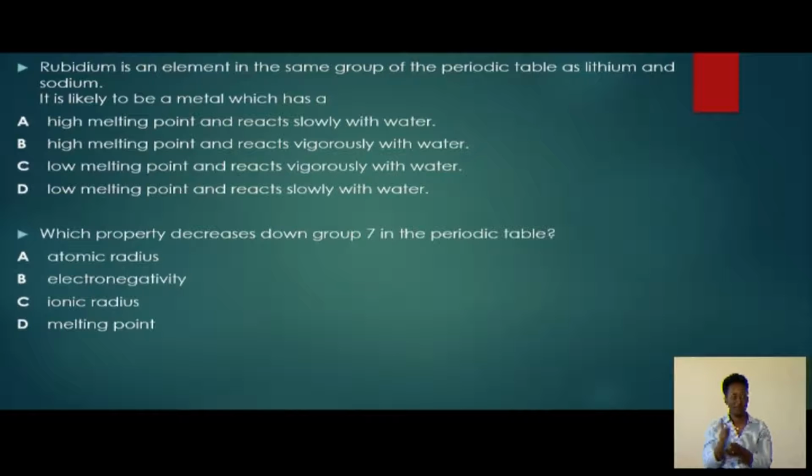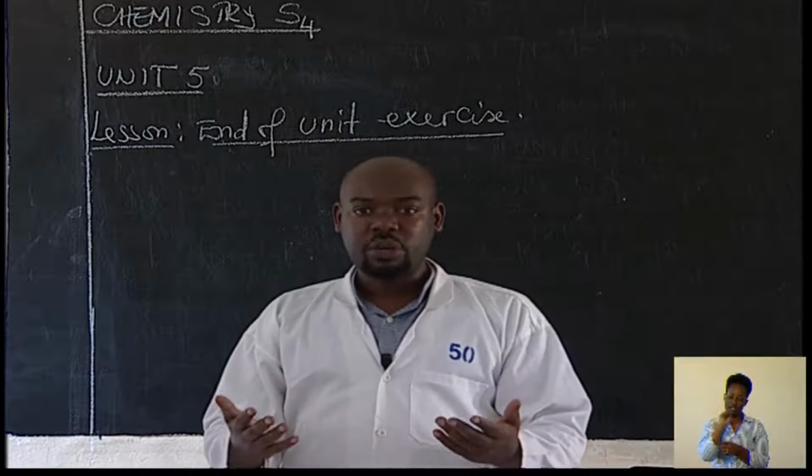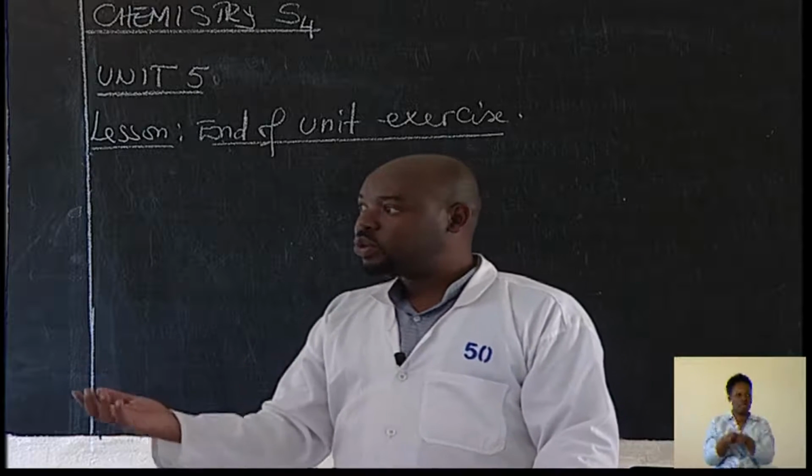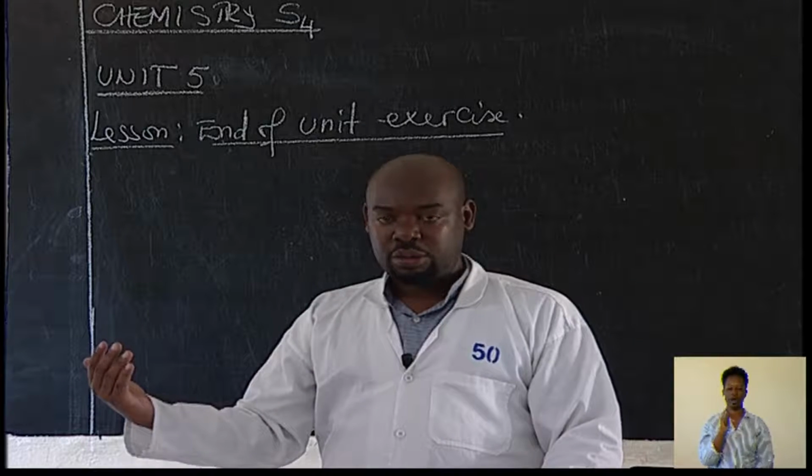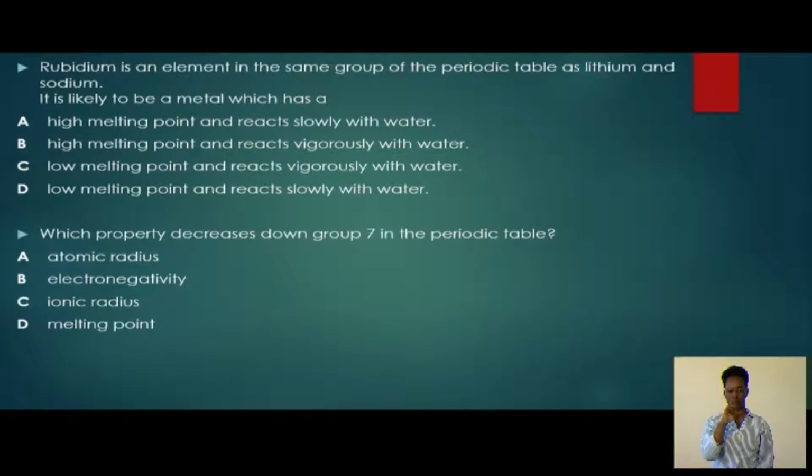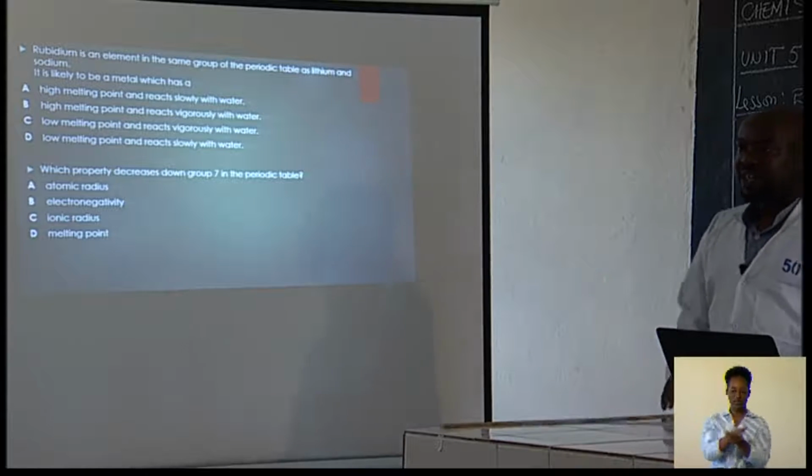We know that the ionic radius increases as we go down the group, just like the atomic radius. And melting point, we have seen this before. Melting point increases as we go down the group because the intermolecular forces become stronger. So the right answer is B. The right answer is B.